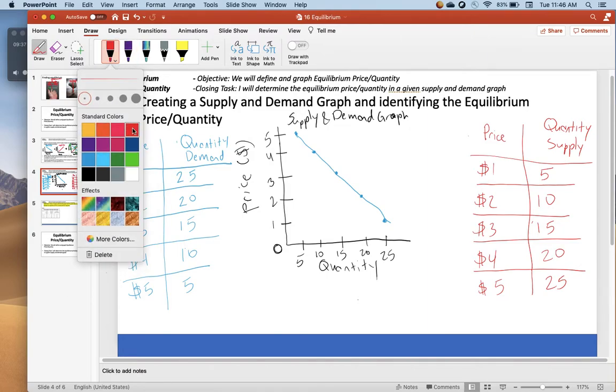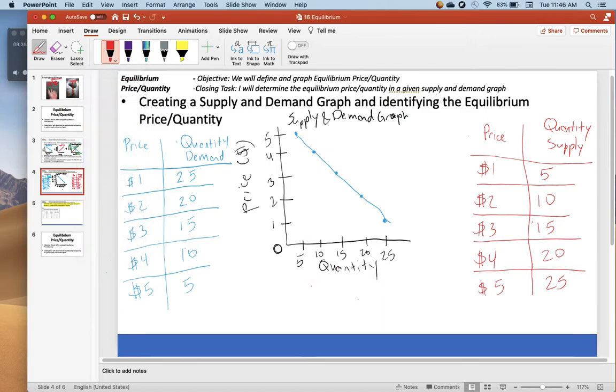Next, I'm going to graph my supply data. My supply data says that at the price of $1, my quantity supplied is 5. So I look at my price of $1, quantity supplied is 5. At $2, it's 10. At $3, it's 15. At $4, it's 20.